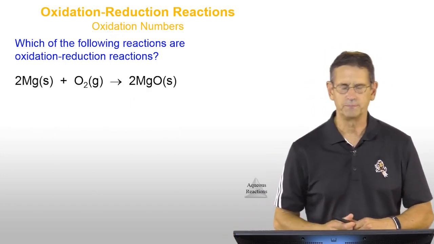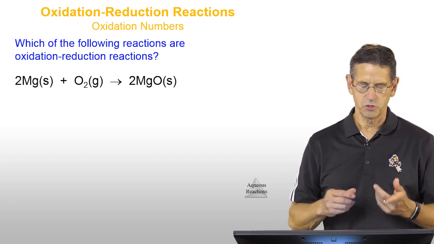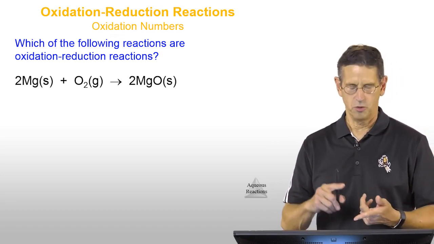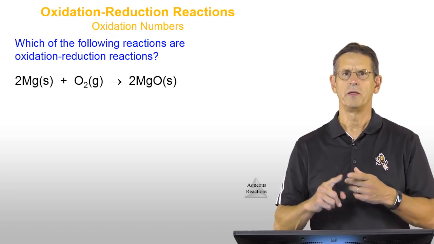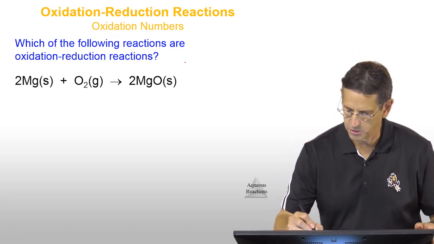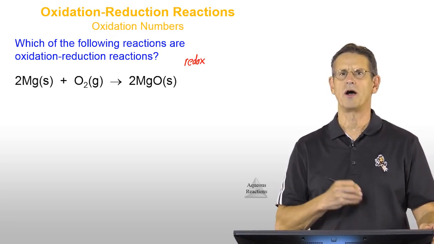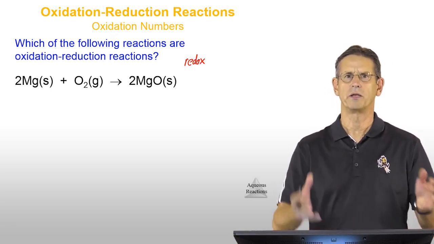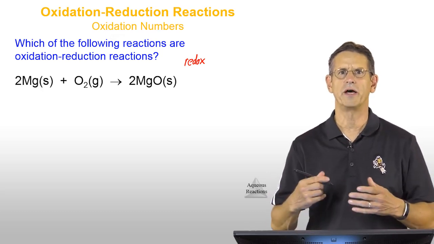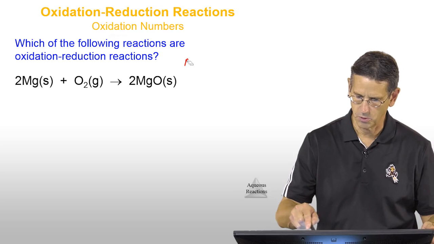So here's an example. This is a reaction of manganese metal plus oxygen. Right away, you ought to suspect this is redox, by the way. I forgot to mention this. Redox is the abbreviation used for oxidation reduction. Don't ask me why it got switched, but when you hear redox, that simply means an oxidation reduction reaction. Okay.